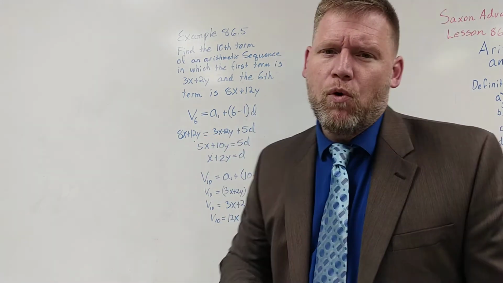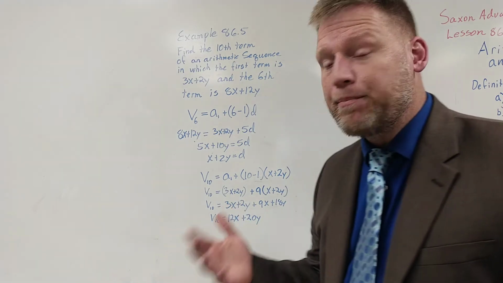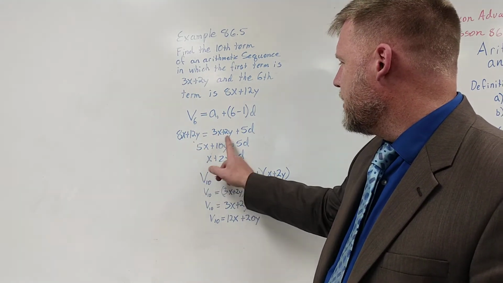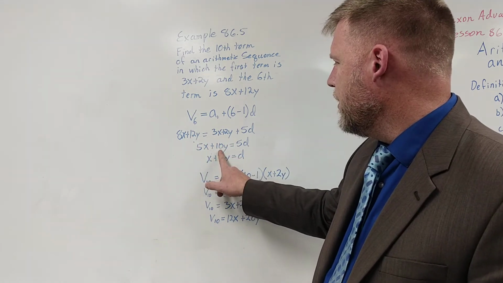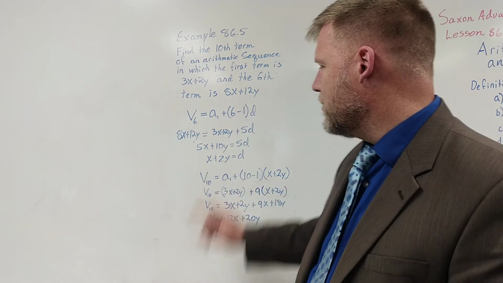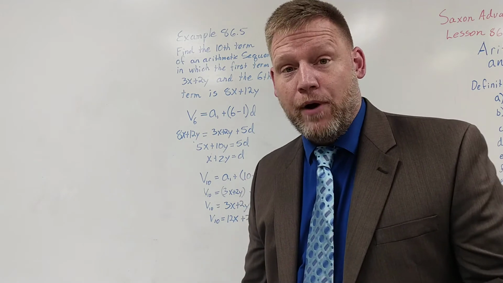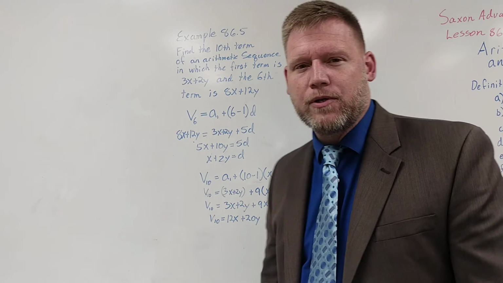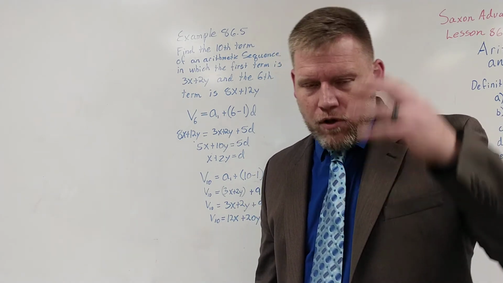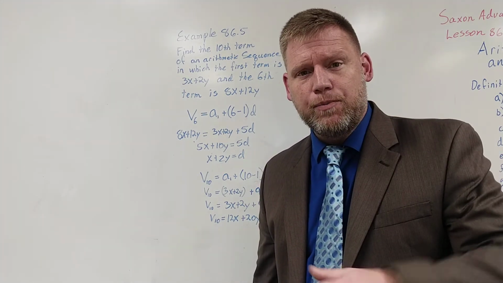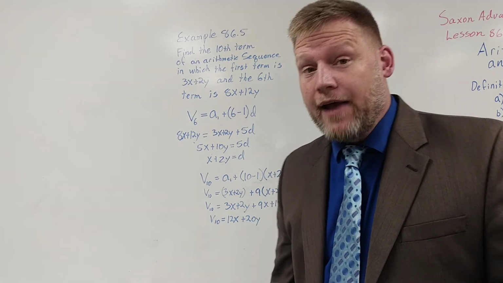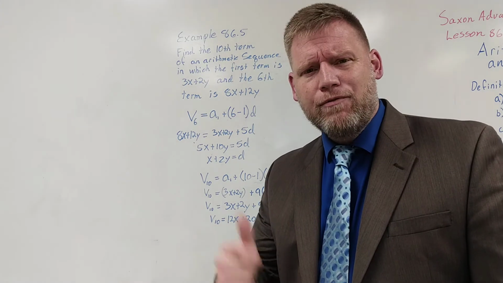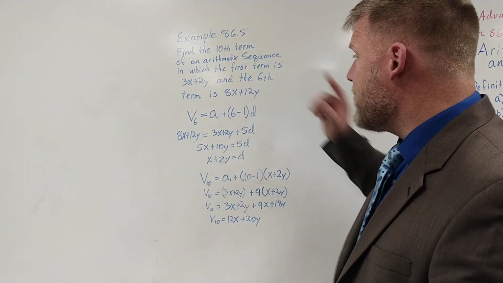So now I have this wonderful algebraic equation that I can simplify down. If I take away 3x from both sides, I get 5x. Take away 2y from both sides, I get 10y. And I'm left with 5x plus 10y equals 5d. Now, at this point, I divide everything by 5, right? And I say my common difference is x plus 2y, which means that even though we don't think of this being a sequence because of the variables, it is, and this sequence goes up by a value of x plus 2y every single term.